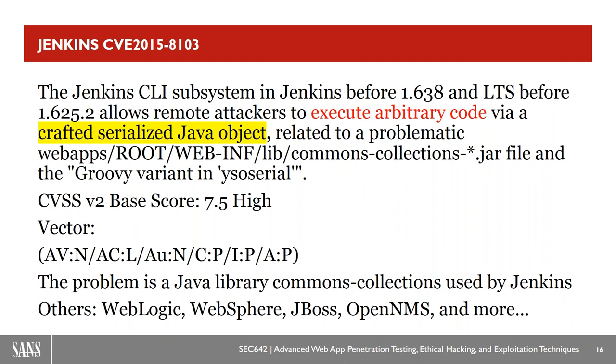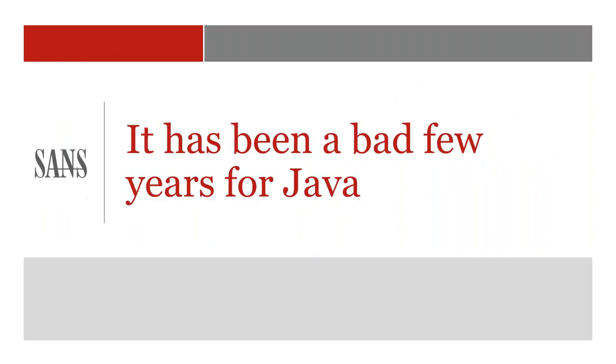But it's not just Jenkins. WebLogic, WebSphere, JBoss, and Open Network Management System, OpenNMS, were all vulnerable, and others. So this is a class of bug that affects many, many, many applications. And I keep picking on Java, but realize it's also Perl, Python, Ruby, ASP.NET, and all the others that have these types of serialized objects. And if they deserialize them in an insecure way, and make use of the input without validating what's in them, bad things might happen. It's been a bad few years for Java. This is getting out of hand, right? And we keep using Java.